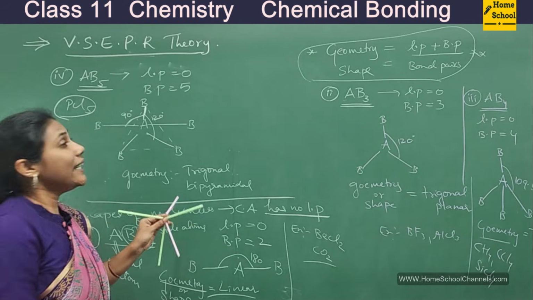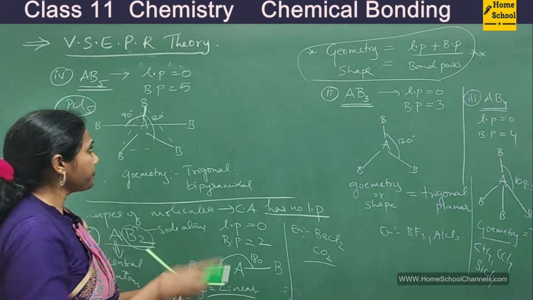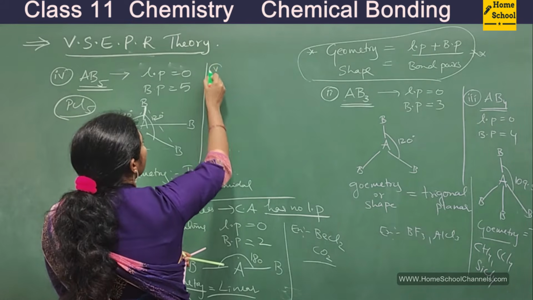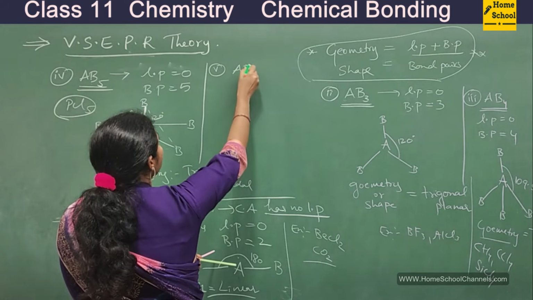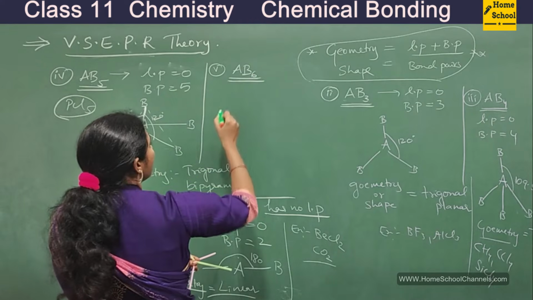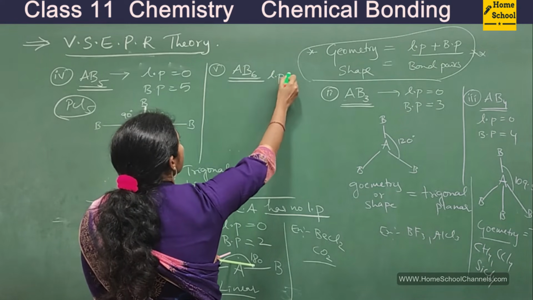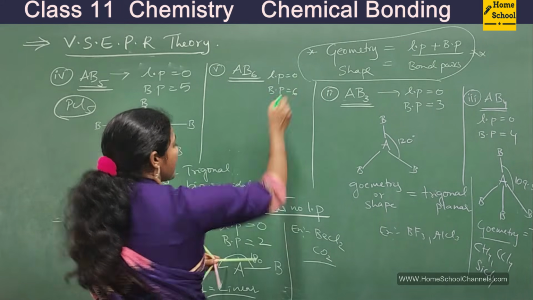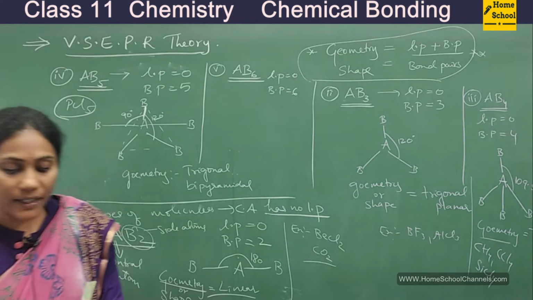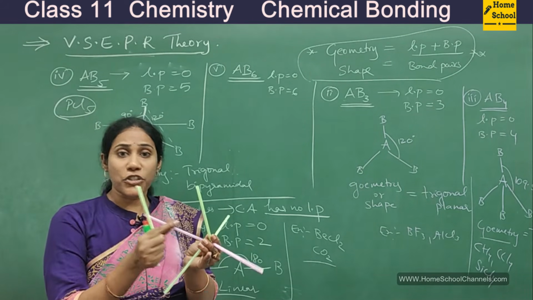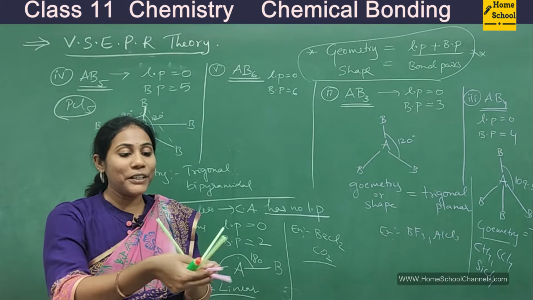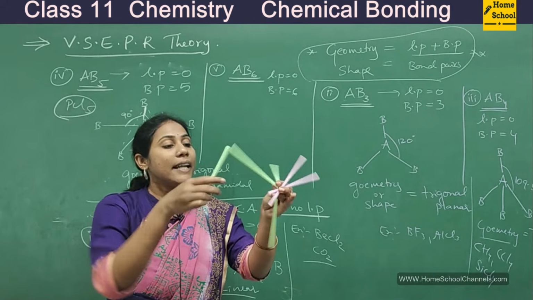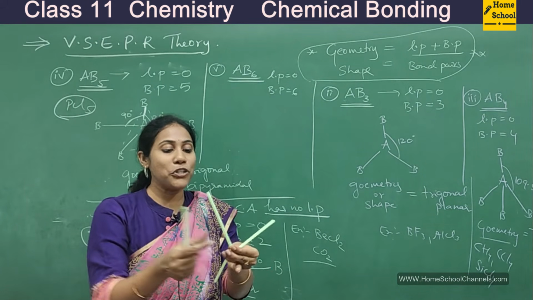Now coming to the AB6 type of molecule. This is also a very interesting shape, guys. So, the fifth type, AB6. Here lone pairs are 0 and bond pairs are actually 6. If you have 6 bonds, how do you think they get arranged in space? Just try to observe carefully. Let me try to show it with these 6 straws here.